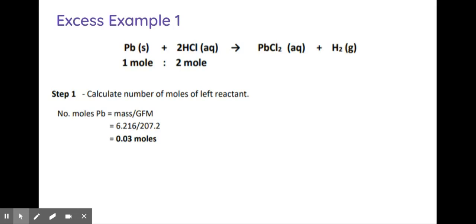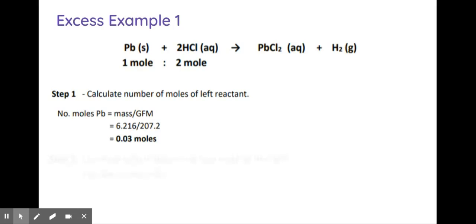Now, these are the same examples that are in your notes booklet. So while we are going through these, it would be helpful for you to note them down as we go along. And then, of course, at the end of every video, there are some questions for you to try and pause and mark yourself. But these, hopefully you can write down as we go through. So step 1 is always calculate the number of moles of the left reactant. Our left reactant is lead. We have 0.03 moles of lead.